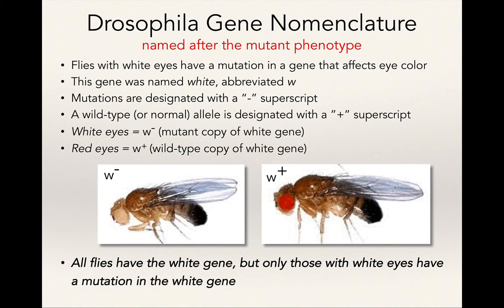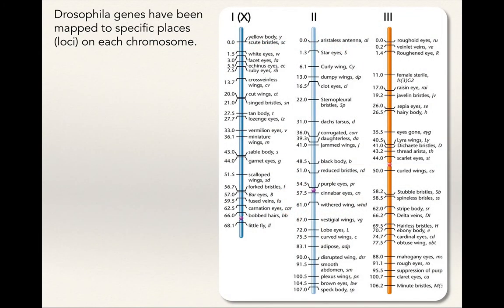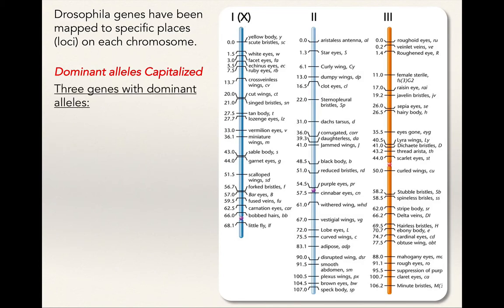This might take some practice to get used to, so take your time and don't be worried if it trips you up at first. Drosophila genes have been mapped to specific places or loci on each chromosome. Shown on the right are genes on the first, or X, second, and third chromosome. Genes that have been characterized by dominant alleles tend to be capitalized in Drosophila nomenclature. I'll show 3 examples here.